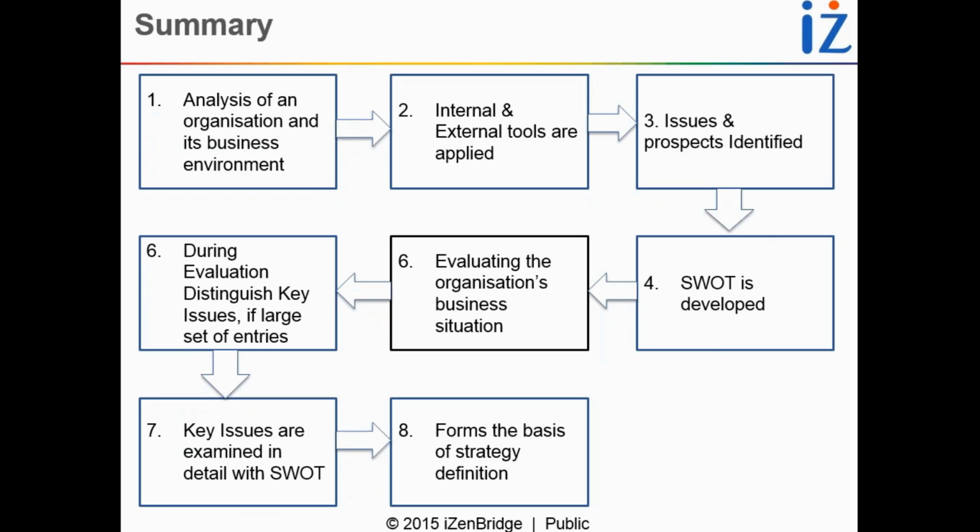We can identify a need of new projects to develop new products and services. We can identify new projects to improve the business processes. So SWOT is developed and the organization's business situation is evaluated. During evaluation, we need to distinguish key issues. If we are having a large set of entries, we need to prioritize, because our energies are limited, our resources are limited, so we need to prioritize what needs to be done to achieve the organization's desired state.